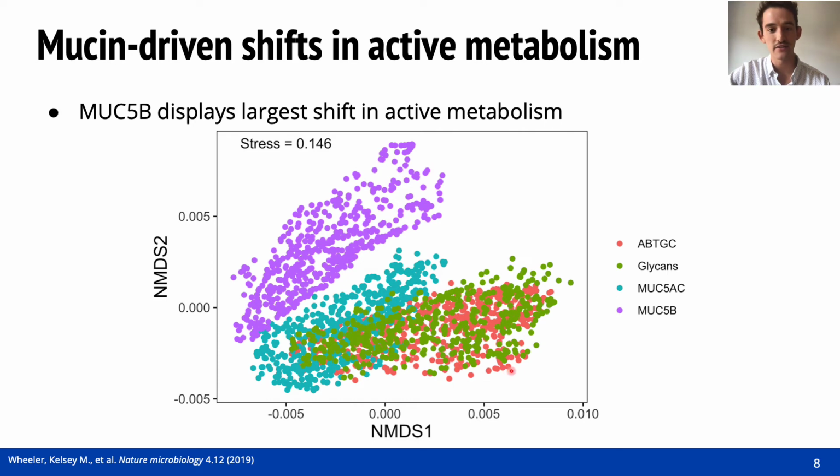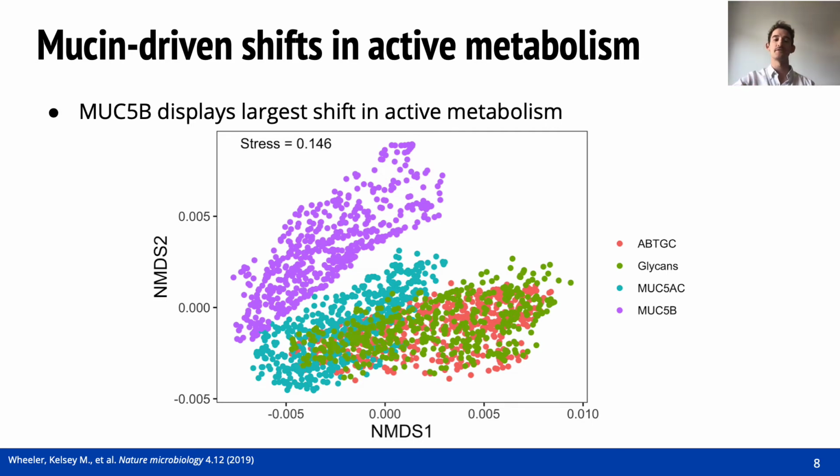So you can see here, we have our baseline condition, and then the glycans, which were isolated from the backbone of the MUC5AC. Didn't shift all that much, but we see a bit. And then the MUC5AC, we see a pretty good shift here. And then the MUC5B is kind of the clearest shift that we see. So this told us that MUC5B displays the largest shift in active metabolism, which we found interesting.